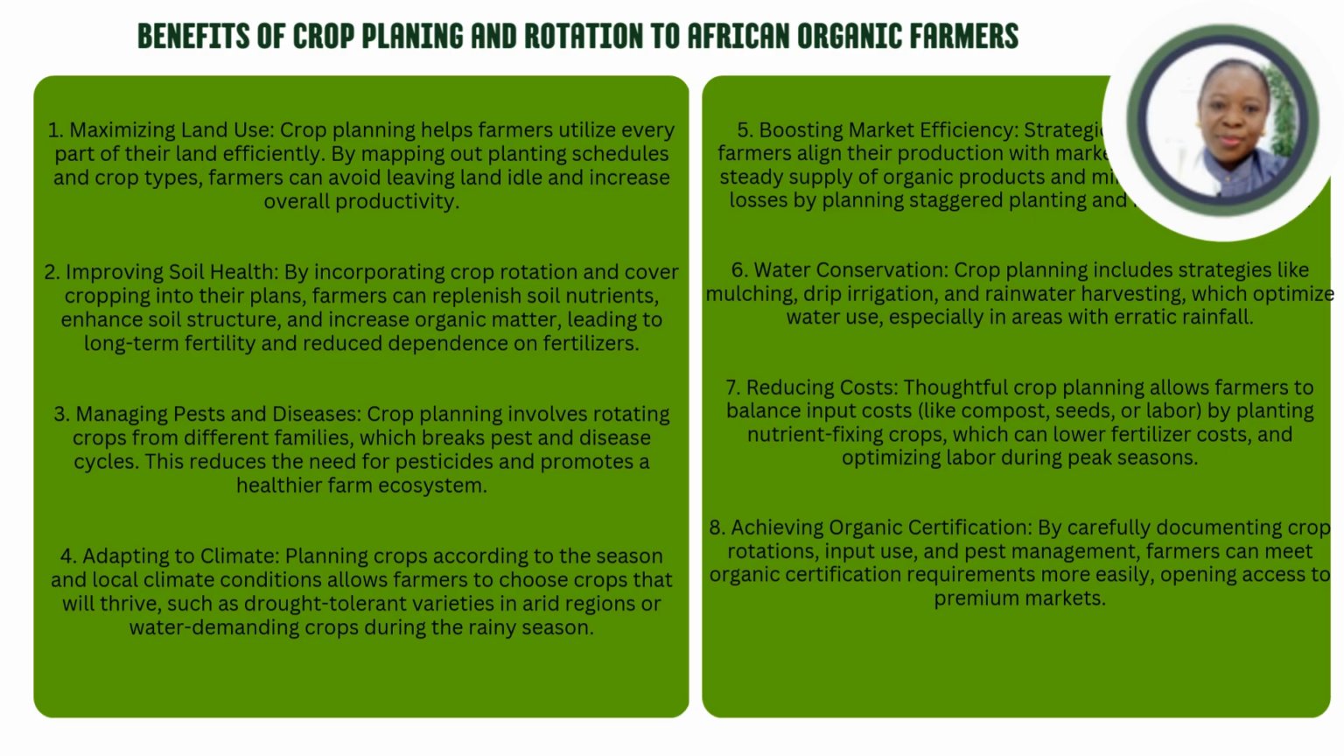Six. Water conservation. Crop planning includes strategies like mulching, drip irrigation, and rainwater harvesting, which optimize water use, especially in areas with erratic rainfall. Seven. Reducing cost. Thoughtful crop planning allows farmers to balance input costs like compost, seeds or labor by planning nutrient-fixing crops which can lower fertilizer costs and optimizing labor during peak seasons.